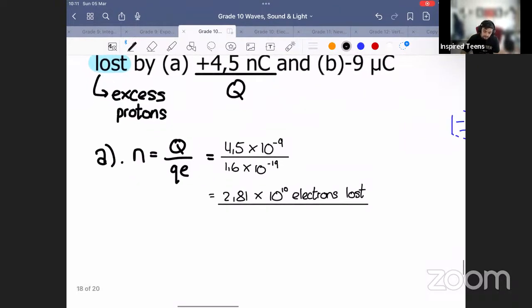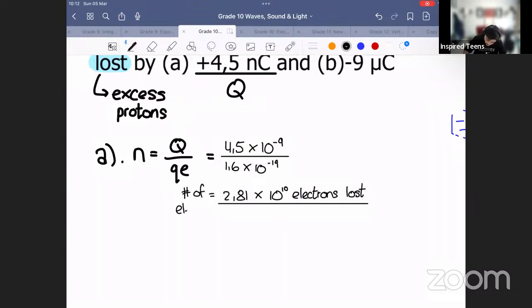So you see, number of electrons. When you have a number of something, you can't get a negative answer. It's like number of potatoes. You can't get -5 potatoes. So this is a similar concept: you cannot get a negative amount of electrons. That's why you will always match this sign to the sign of your charge.